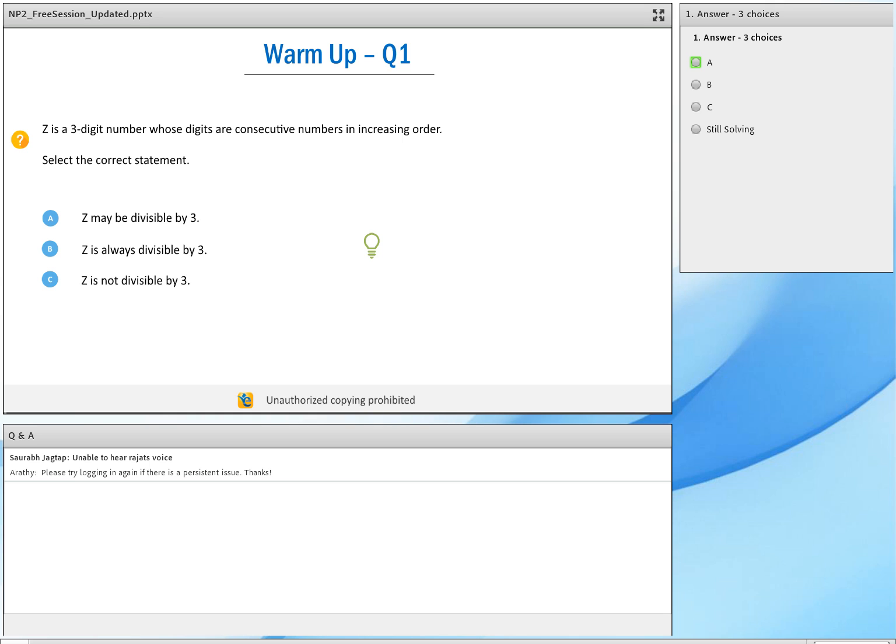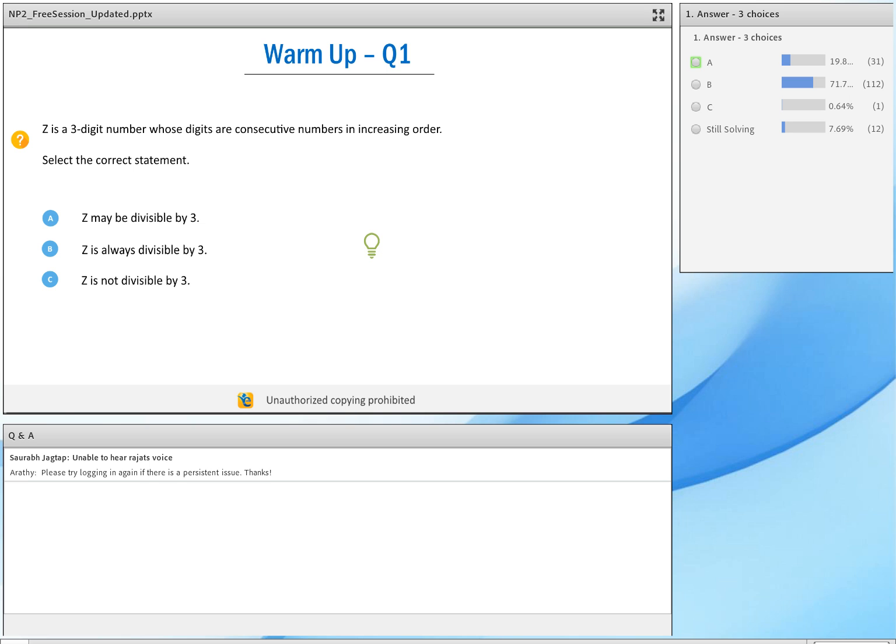About 80% of you are done. Let's get those answers in. 3, 2, and 1. Let me end the poll. I'm going to broadcast the results. 70% of you chose choice B. Choice B is the correct answer.